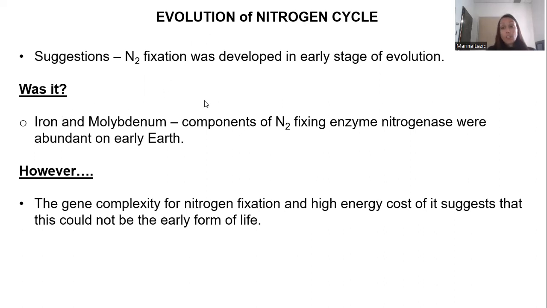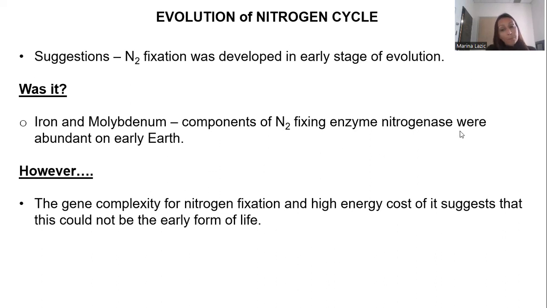So one of the earlier suggestions was that nitrogen fixation developed in the early stage of evolution, and you will see probably when Nora gives a lecture, but also in later lectures, it's suggested that the last universal common ancestor must be a nitrogen fixator. Why, and was that really true? That's the question. So basically, components of nitrogen-fixing enzymes, which is nitrogenase or dinitrogenase, are iron and molybdenum, so those two metals, and they were abundant on early Earth.